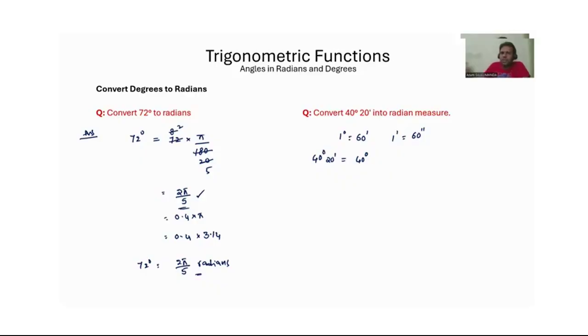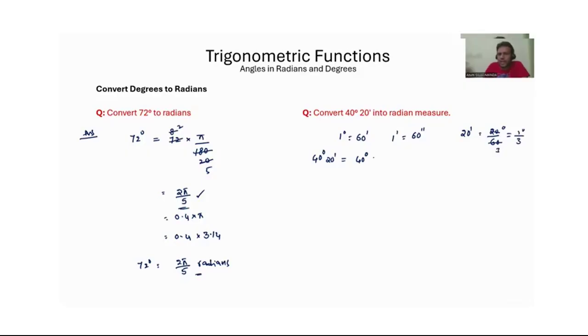If I want to convert the minutes into degrees, 20 minutes I can say 20 by 60. 1 minute is 1 by 60 degree, so 20 minutes is 20 by 60, which is 1 by 3 degree.